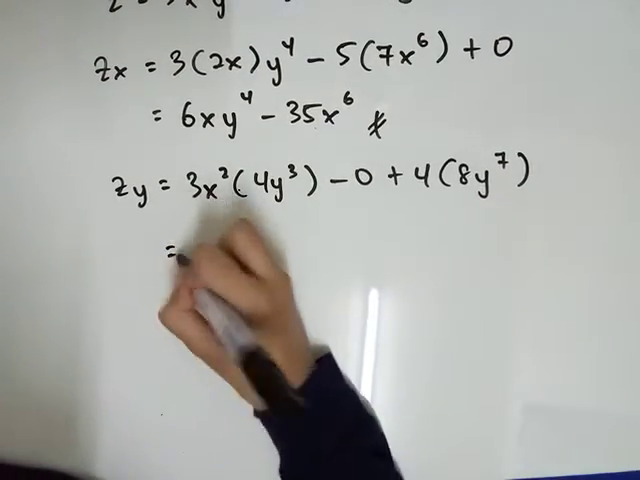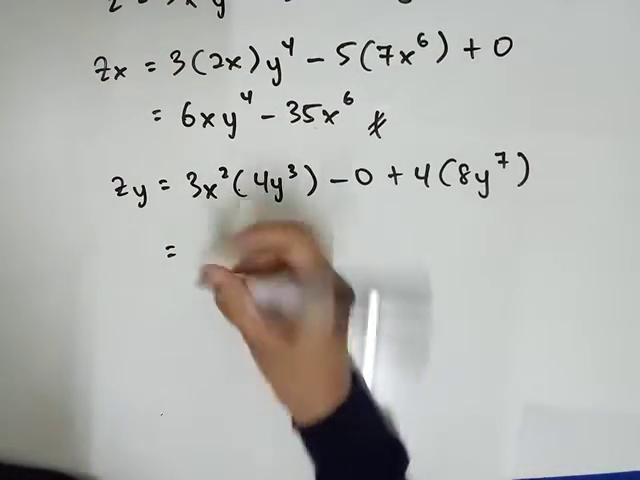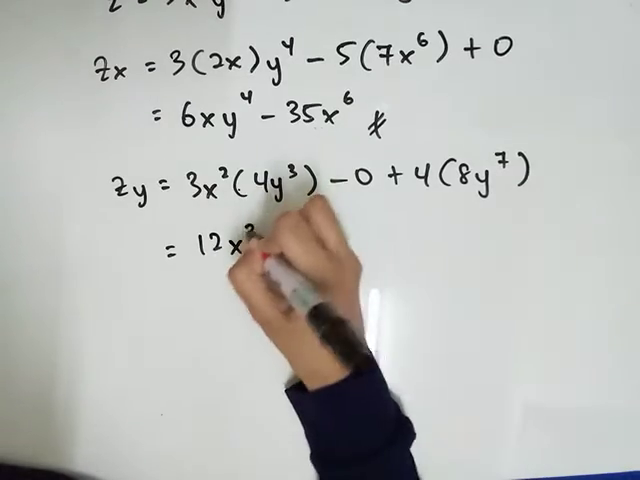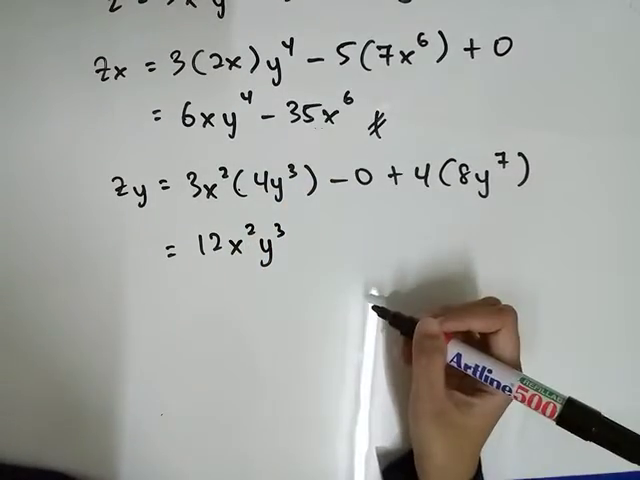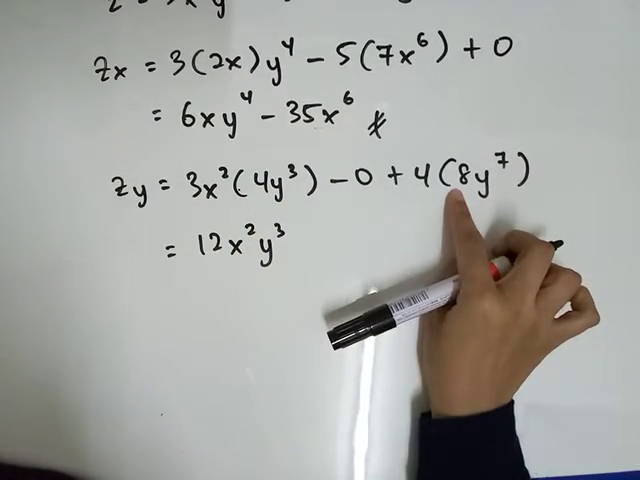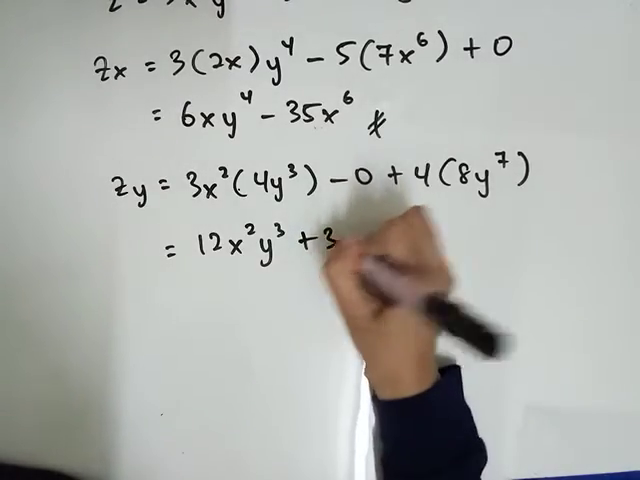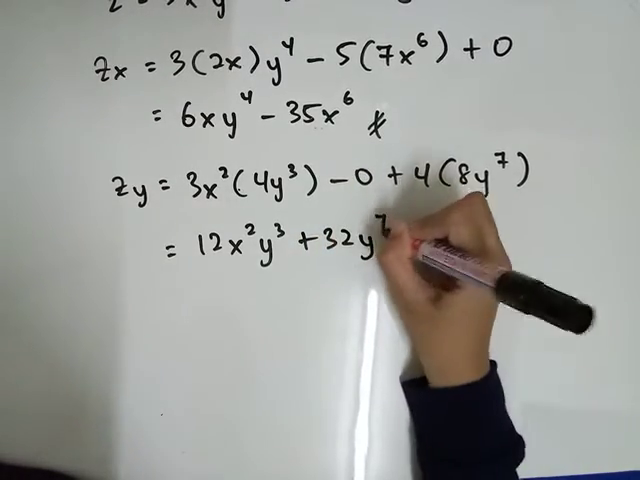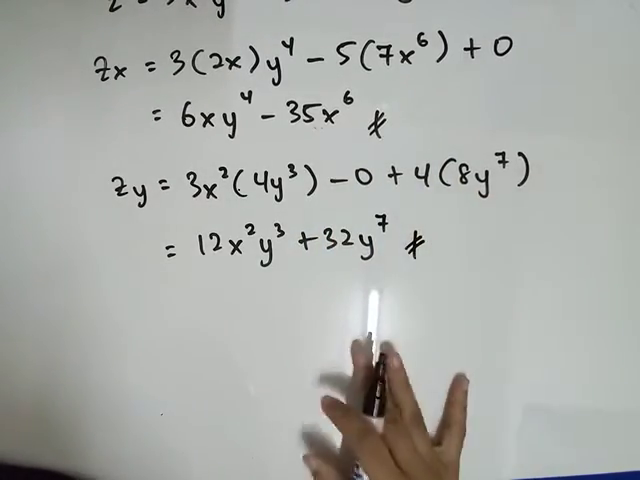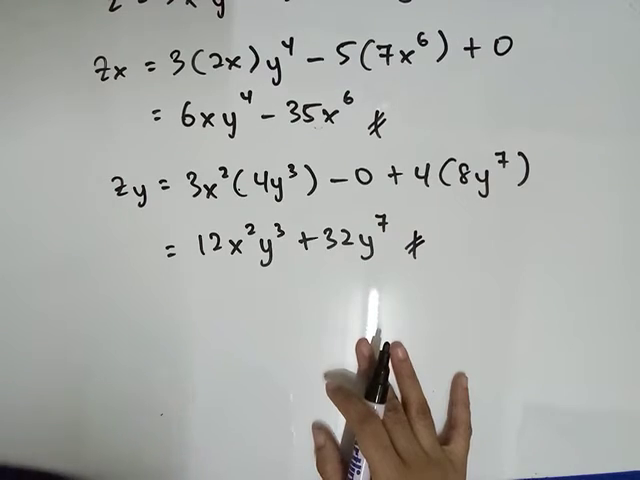Okay, and then you need to solve. 3 times 4, we get 12x squared y cubed. 4 times 8, we get 32. So, plus 32y to the power 7. So, this is the answer. Okay, boleh faham na?